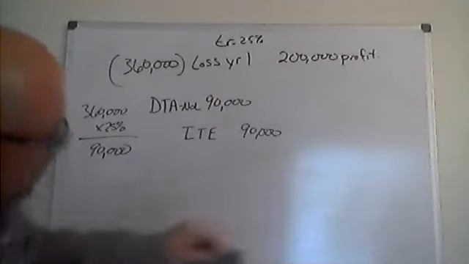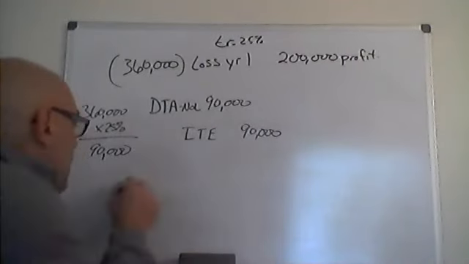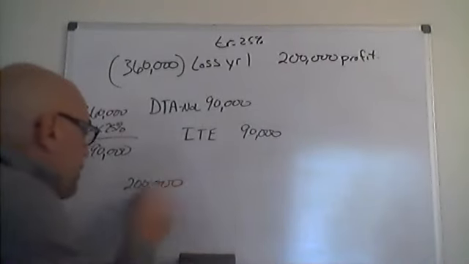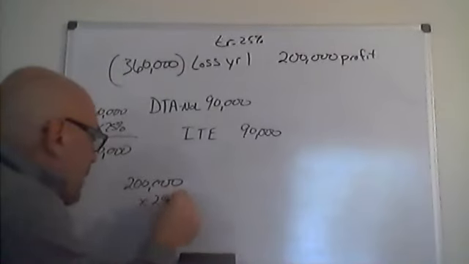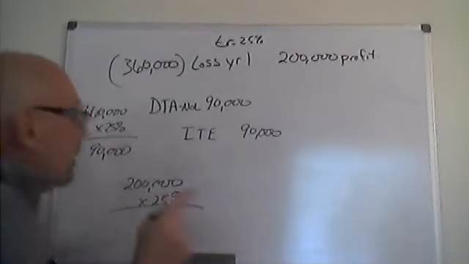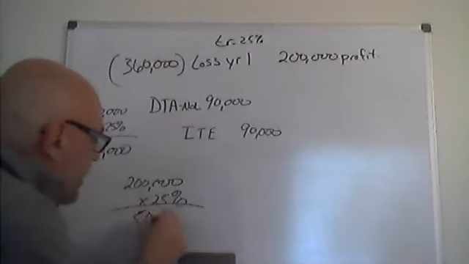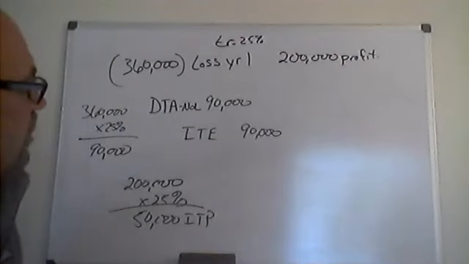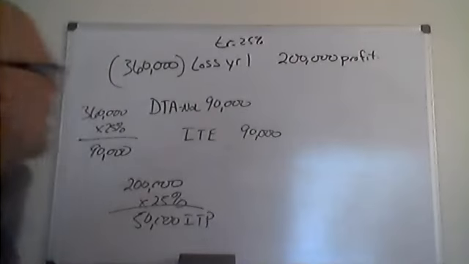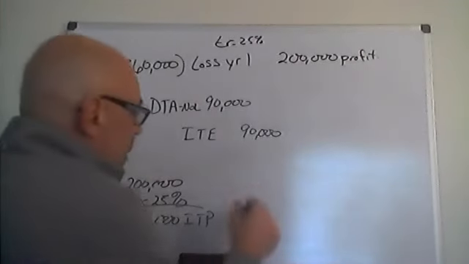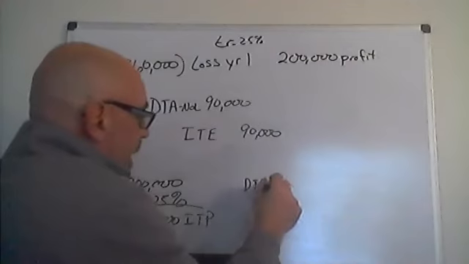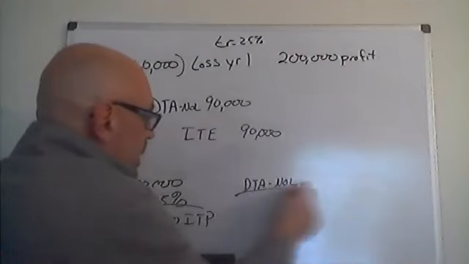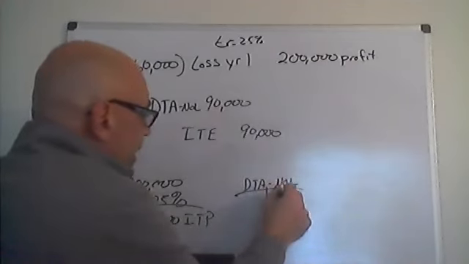Okay. So for our second year, we have a $200,000 profit multiplied by 25% means we need to pay $50,000 in our income tax payable. Okay, but instead of doing that, we will look at our DTA NOL. You see, it's got 90 in it.